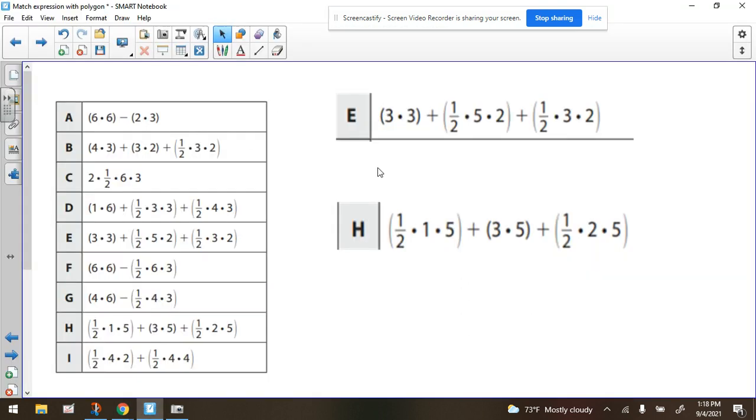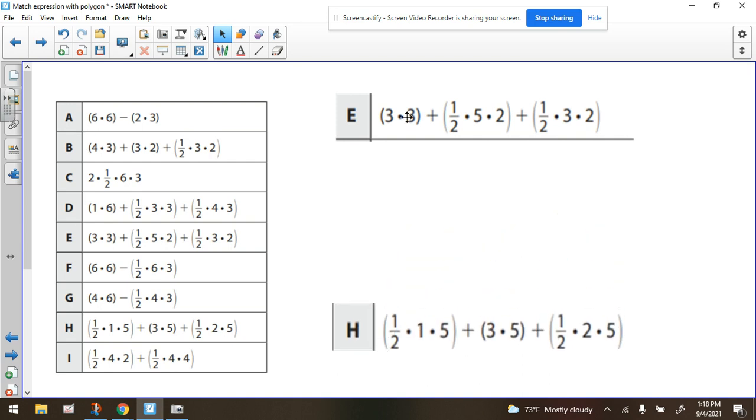So let's take a look at some of the more complicated examples. Let's do E and let's do H together so that you can see how to simplify it, and then hopefully on your own you'll be able to do the remaining ones. So let's look at E first. E shows 3 times 3 in parentheses plus a half times 5 times 2 plus a half times 3 times 2. Now, some of you will be able to just look at the expression and realize that it might be the shape decomposed, and you might be able to figure out, like this might be the base of a triangle, for example. But if you're not good at that kind of thing, which maybe you're not because we're new at this, then my recommendation is to just go ahead and simplify each expression.